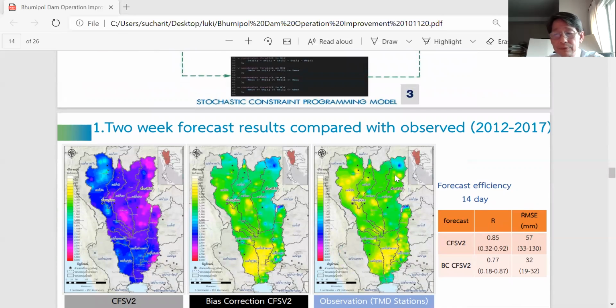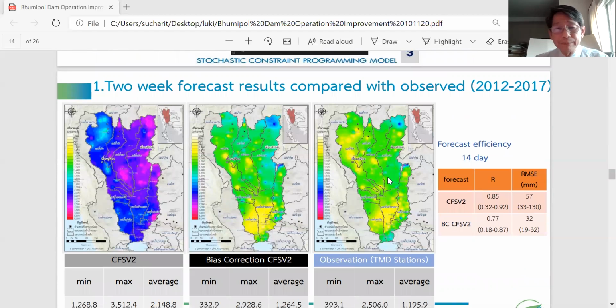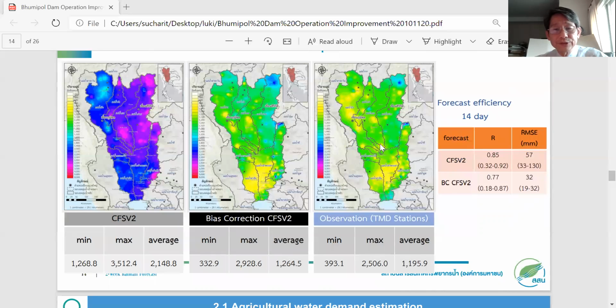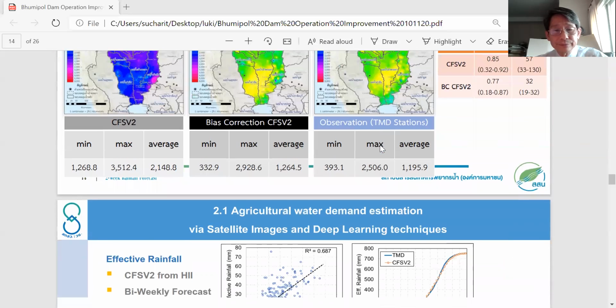So this is the result. You can see that this is what we predict after bias correction, and we compare with the meteorology department result. You can see that R square is up to 0.92, and with the downscaling, we can have 0.87, which is quite good enough to estimate. So this is the result of the rainfall prediction for 2 weeks.